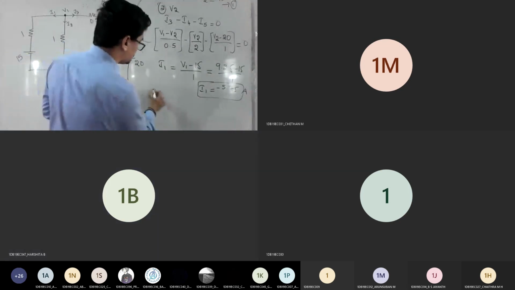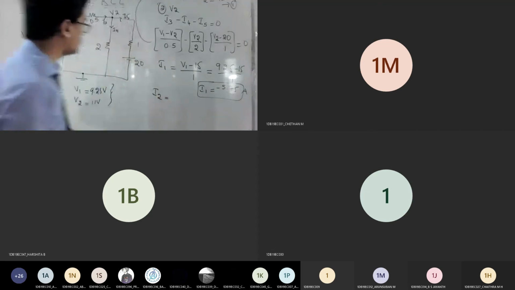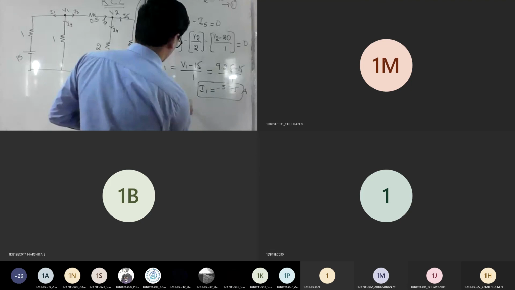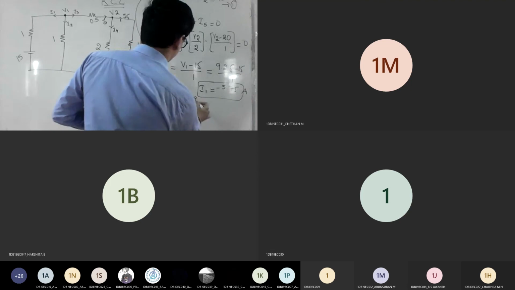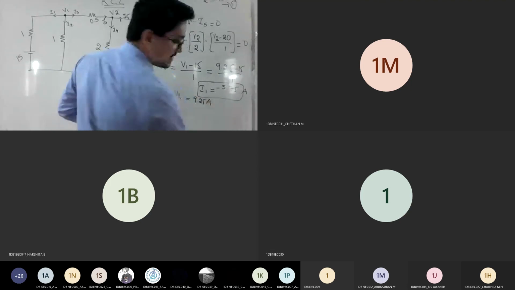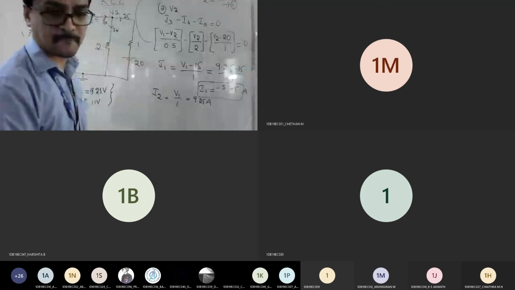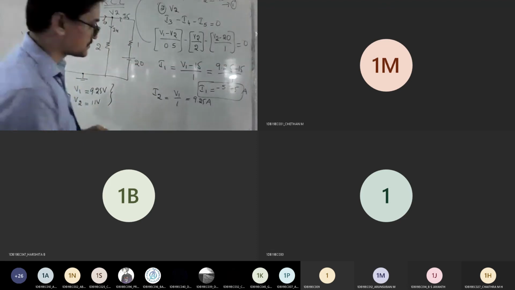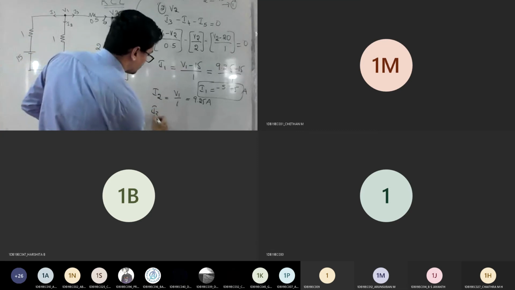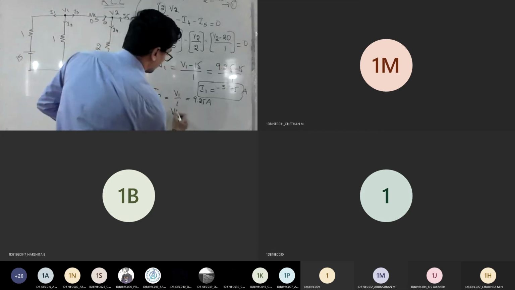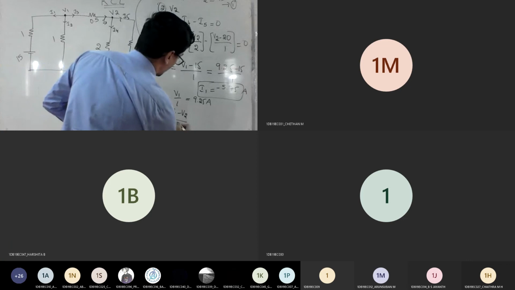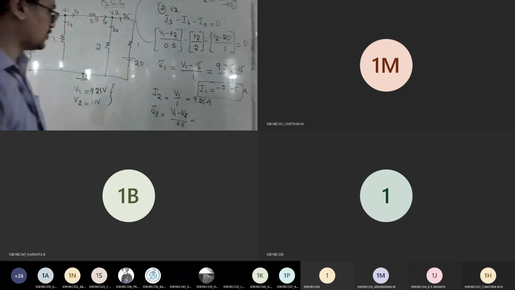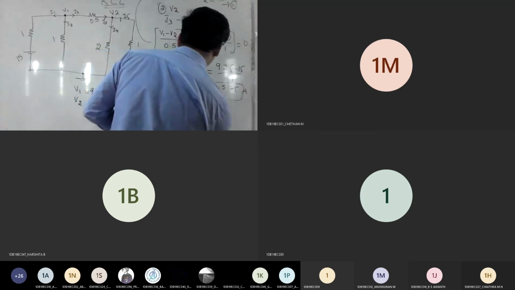Similarly, I2. I2 is here, right? So it's V1 by 1. Whatever the answer of V1, 9.25, that itself is the current. Is it correct? What about I3? I3 is V1 minus V2 by 0.5. So V1 9.25 minus 11 by 0.5. How much do you get?